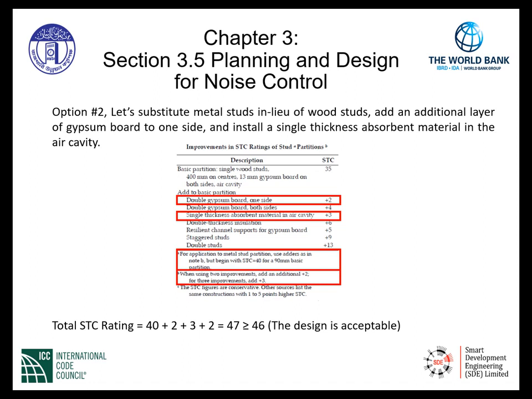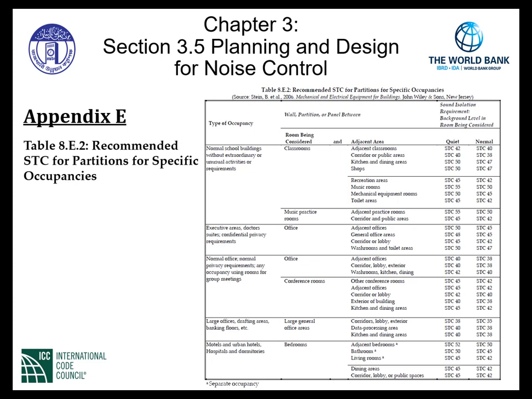Another table, such as table 8.E.2, is also located in Appendix E and provides STC ratings for various occupancies and the spaces within those occupancies. The first column lists the different types of occupancy. The next column is the room within that occupancy under consideration, such as the main room, maybe loud rooms within the occupancy. The third column is the space or room that is immediately adjacent and separated from the room under consideration.